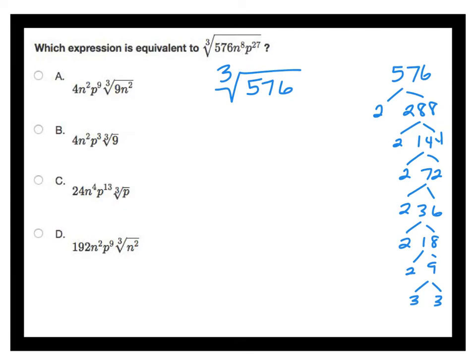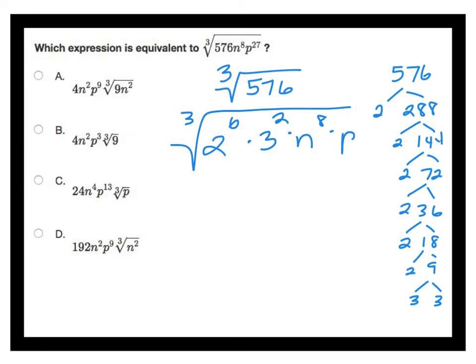So 576 is made up of 1, 2, 3, 4, 5, 6 factors of 2, or 2 to the 6th, and then 2 factors at the bottom of 3, which is 3 to the 2nd. All right, so remember a minute ago I said we'd come back to the variables. Now we're going to come back to the variables. It's n to the 8th power. I'll put my dot in between just to make it easier to read. And then p to the 27th. Don't get confused by my factor tree here. That's just off to the side.